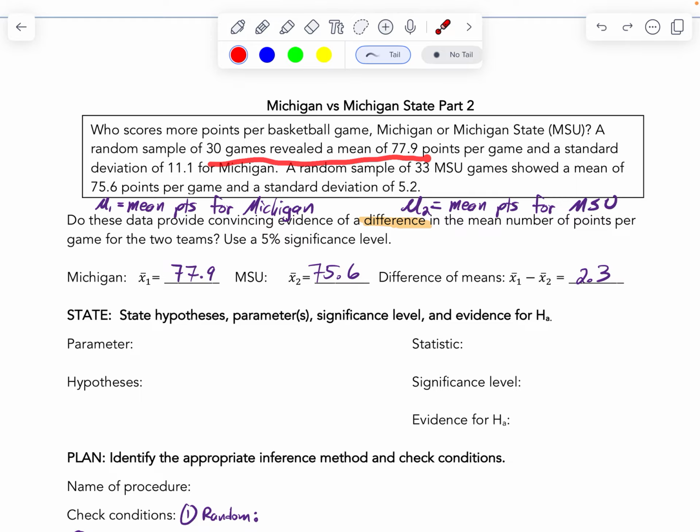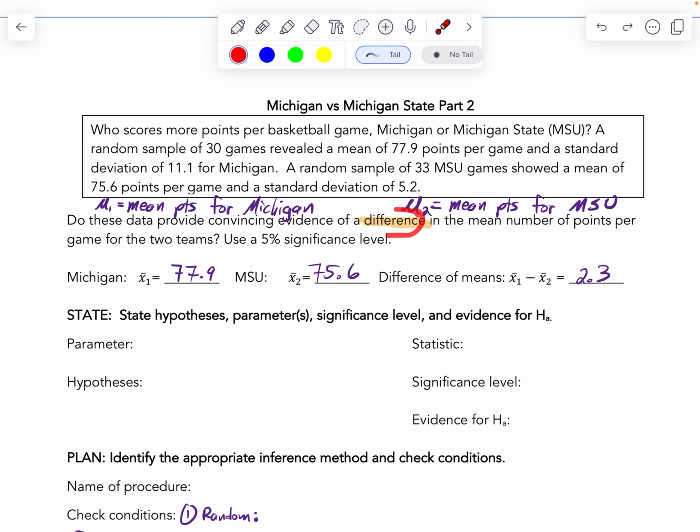30 games for Michigan, 33 games for MSU, Michigan State. You have their average points per game. You can see Michigan is a little bit higher in points per game. Is it, we're going to run a test. We're not going to do an interval. We're going to do a test. Do these data provide convincing evidence? Whenever you see that, it typically means, hey, do a test.